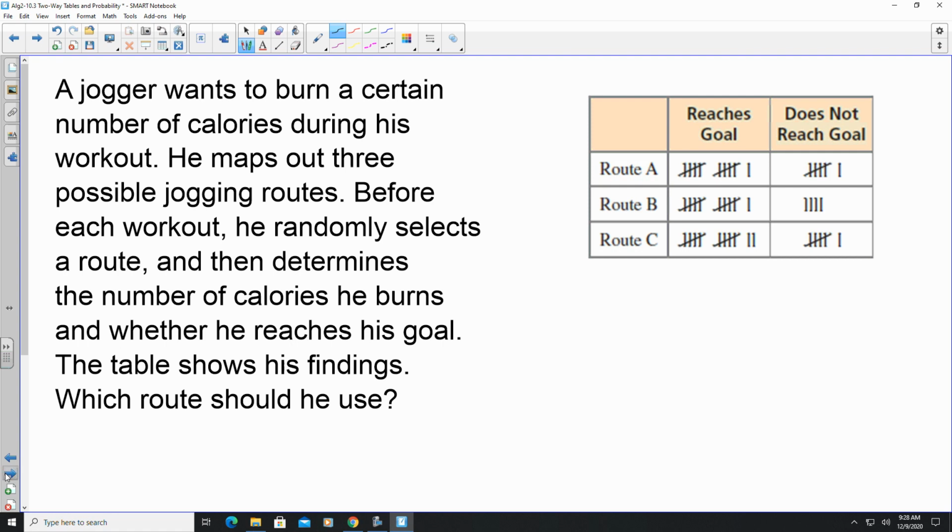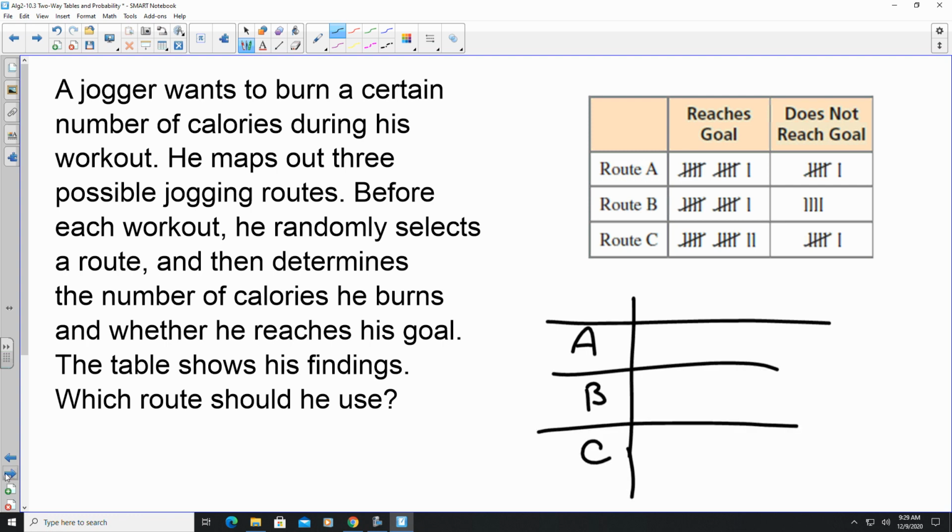All right, so finally, last example says a jogger wants to burn a certain number of calories during his workout. He maps out 3 possible jogging routes before each workout. He randomly selects a route, then determines the number of calories he burned and whether he reached his goal. The table shows his findings. Which route should he use? All right, so here's how you go about doing this. You've got A, B, and C, these routes.